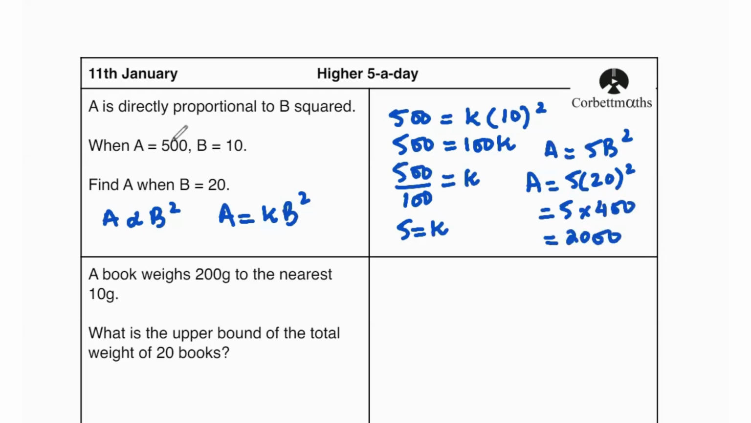So as you can see, when A was 500, B was 10, and when B increased to 20, A also increased to 2000. Both the values are increasing.